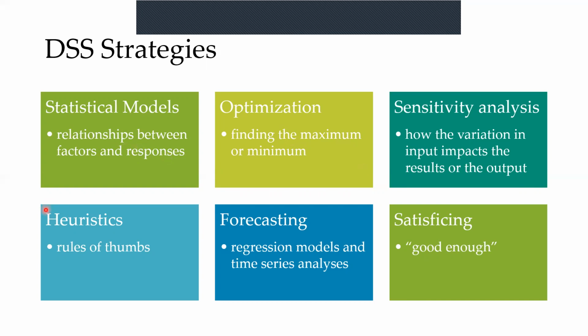Next, we have heuristics or rules of thumb. And then forecasting, this is where we use regression models and time series in planning. Lastly, we have satisficing, which is a combination of satisfying and sufficing. So what does it mean? Instead of aiming for the optimal solution, which is done in optimization, in satisficing, we just aim for an adequate solution by looking at an acceptability threshold.